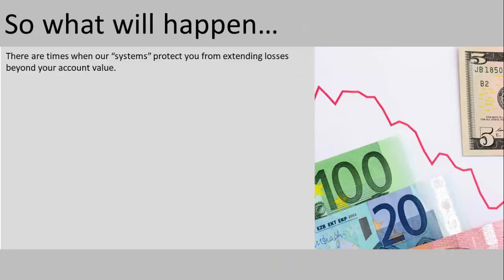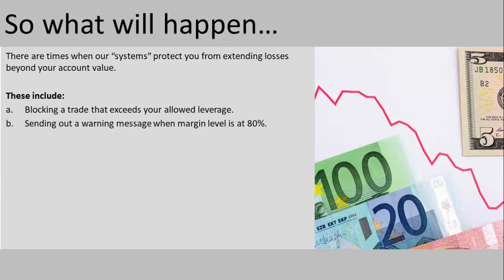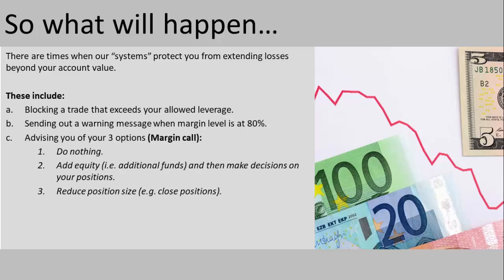So what will happen? Well, there are times when our systems protect you from extending losses beyond your account value, as we intimated in the last slide. These include blocking a trade that exceeds your allowed leverage. Secondly, sending out a warning message when your margin level is at 80%. You will receive notification of your three options, and this is termed a margin call.